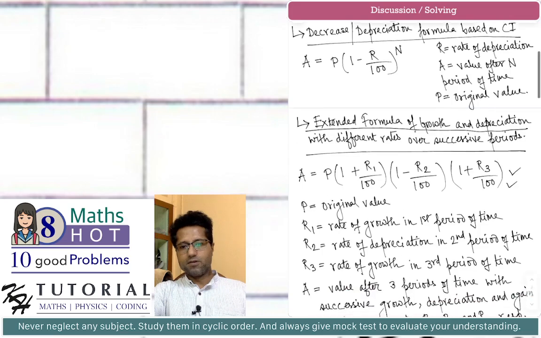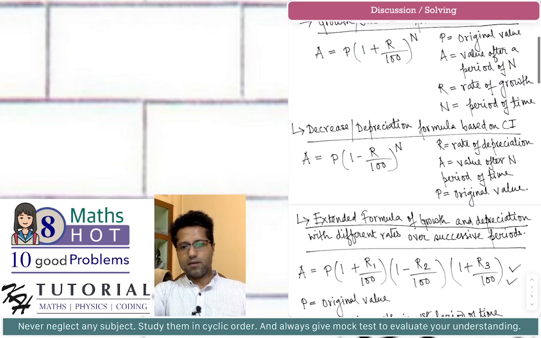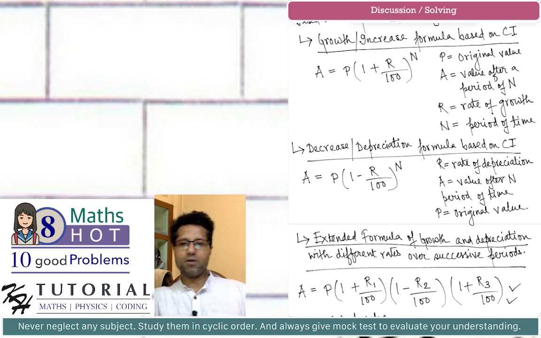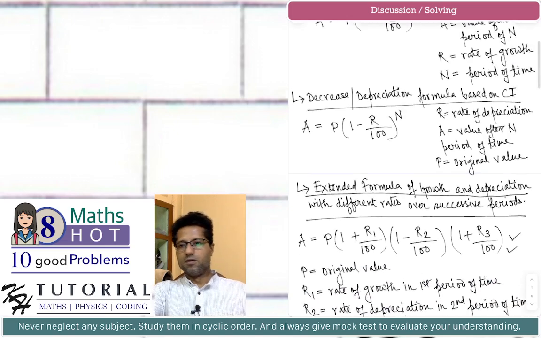So I hope I was able to explain the fundamental formulas regarding the applications of compound interest for real life scenarios like growth of population or growth of count of bacteria or the depreciation of values of particles with some illustrative examples.